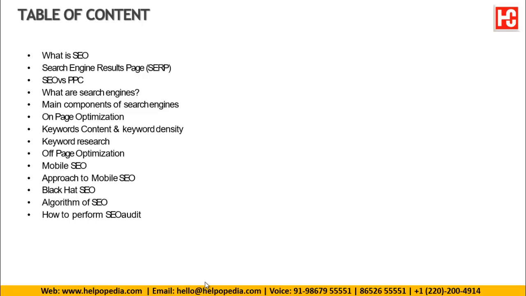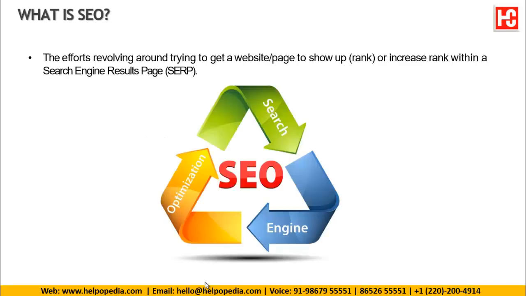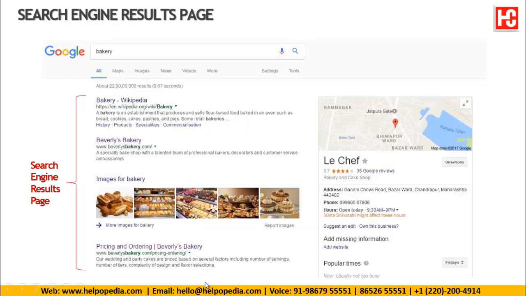Now, search engine optimization is all the efforts that we make to get our website to show up, or increase the rank of our website, in the search engine results page. The search engine results page is nothing but the page which comes up after we search something on Google. Whenever I search something over here, I will get some results. So this page is called the search engine results page. That process is called search engine optimization.